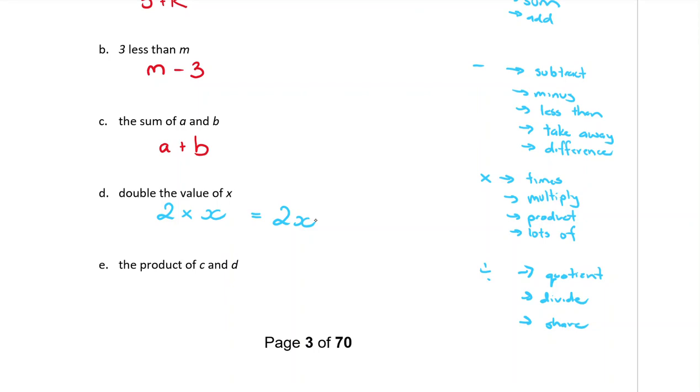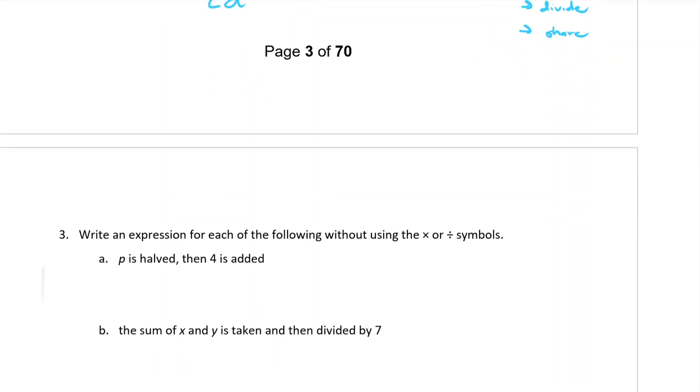Because 3 less means I want to take 3 away from the m. So when you're subtracting, you have to be very careful. Product does mean times. I want to times together C and D, and this time I'm going to get rid of that times sign straight away and just put the C and the D next to each other. You always must give, for these types of questions, the most simplified type of answer, or you would lose marks. All right, there's a few more on the next page.